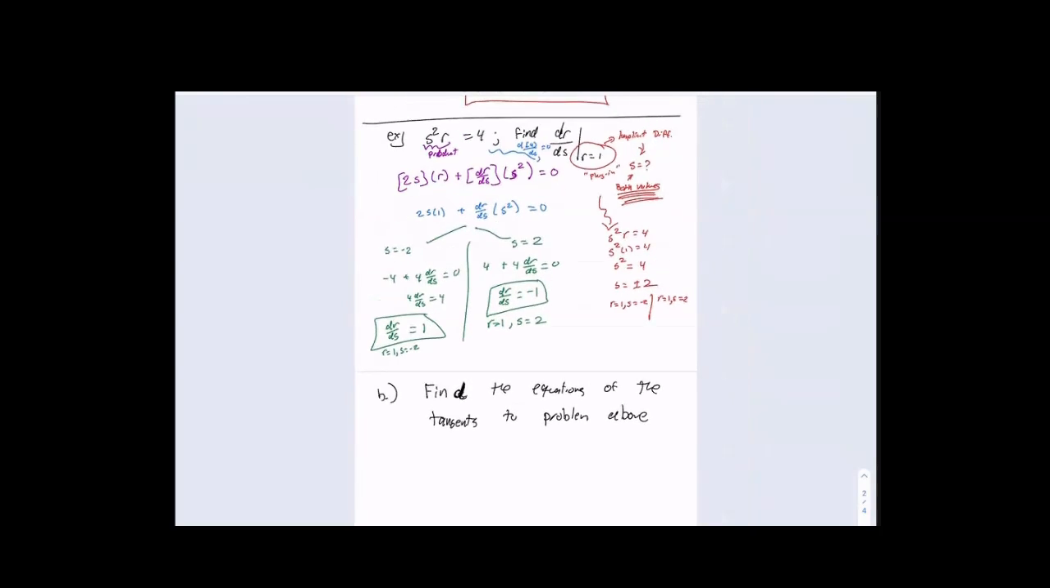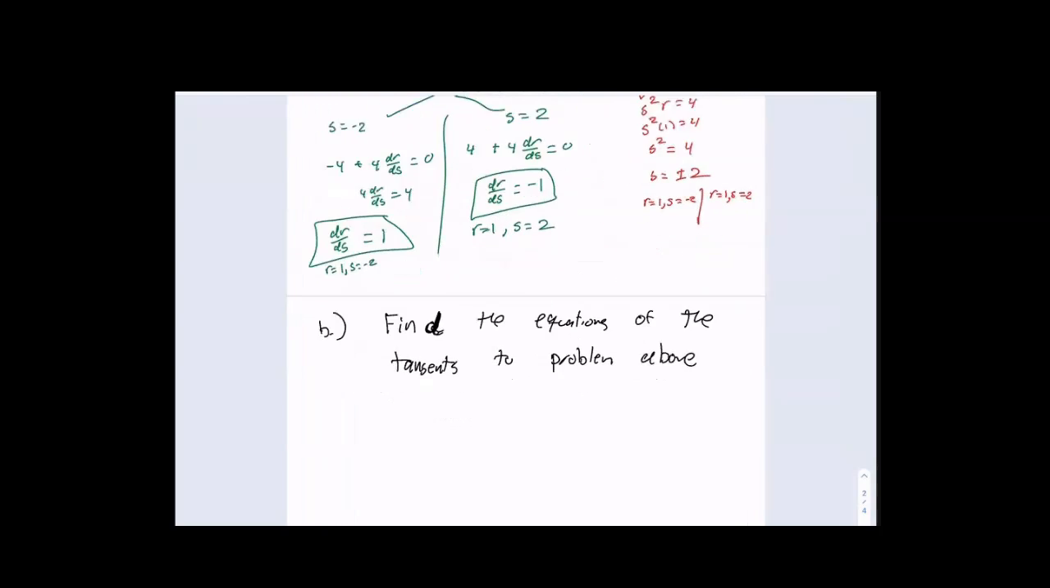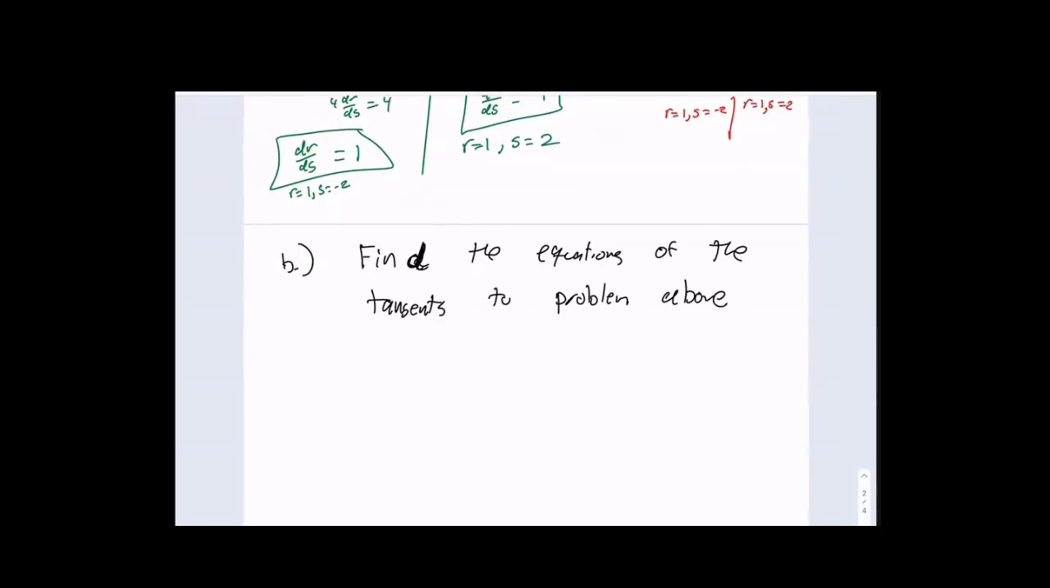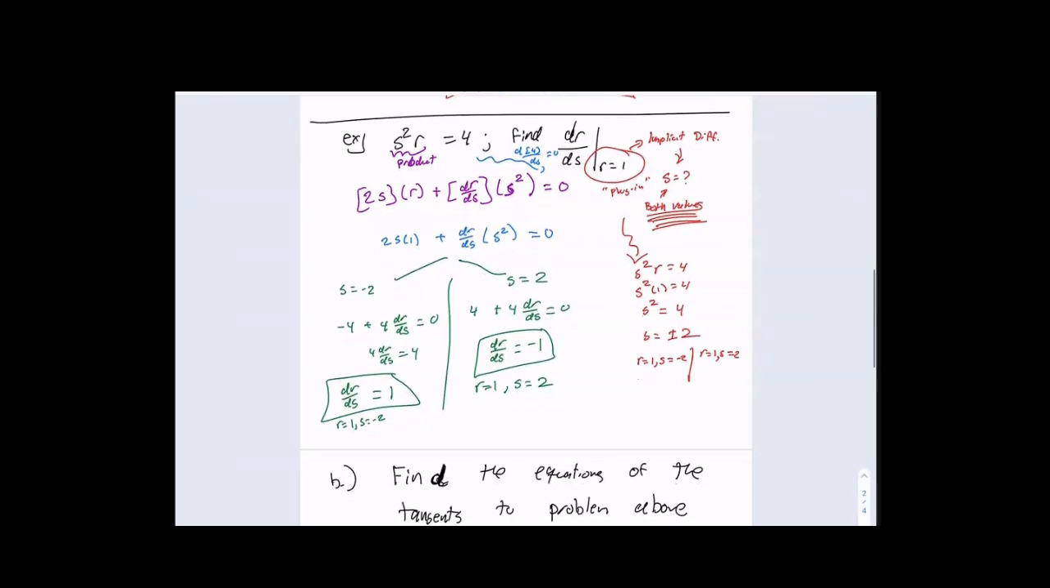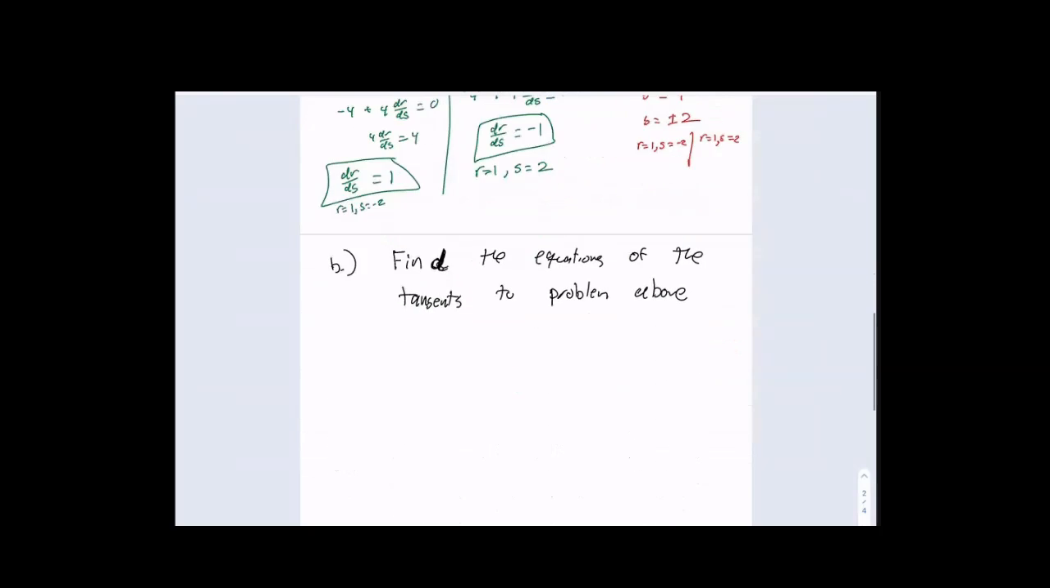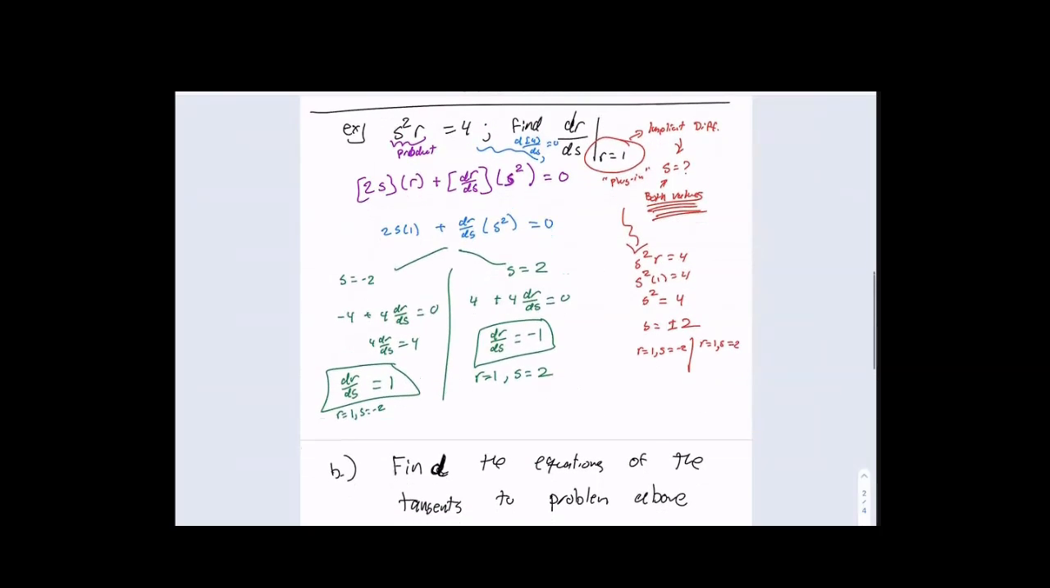So R is my dependent variable. So R is like the Y, S is like the X. So what is my equation going to look like? Do not tell me Y. I just said do not tell me Y. No, how do we write the equation of a tangent line? How's my answer going to look, using the letters R and S?